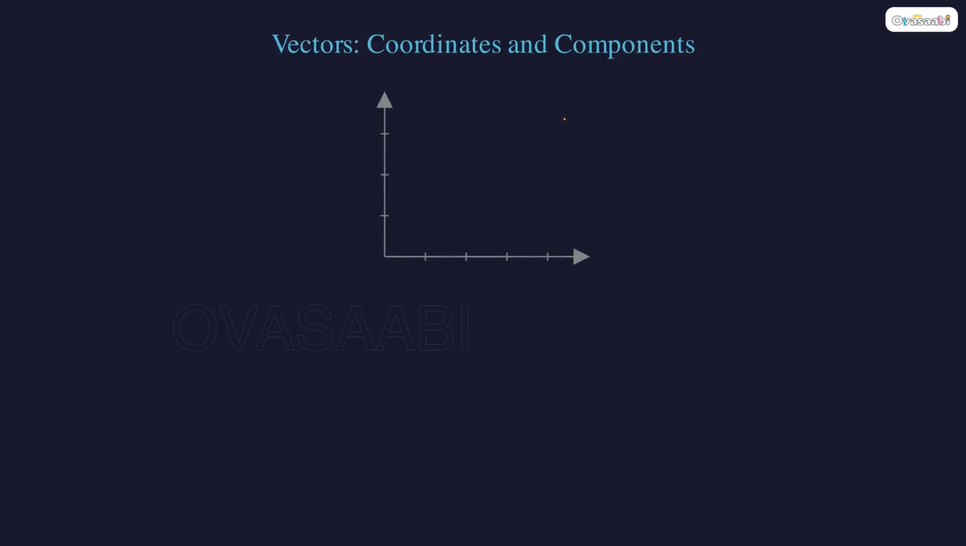You see a football kicked from the penalty spot. It travels 8 meters forward and 6 meters to the right. How do we describe this movement mathematically?